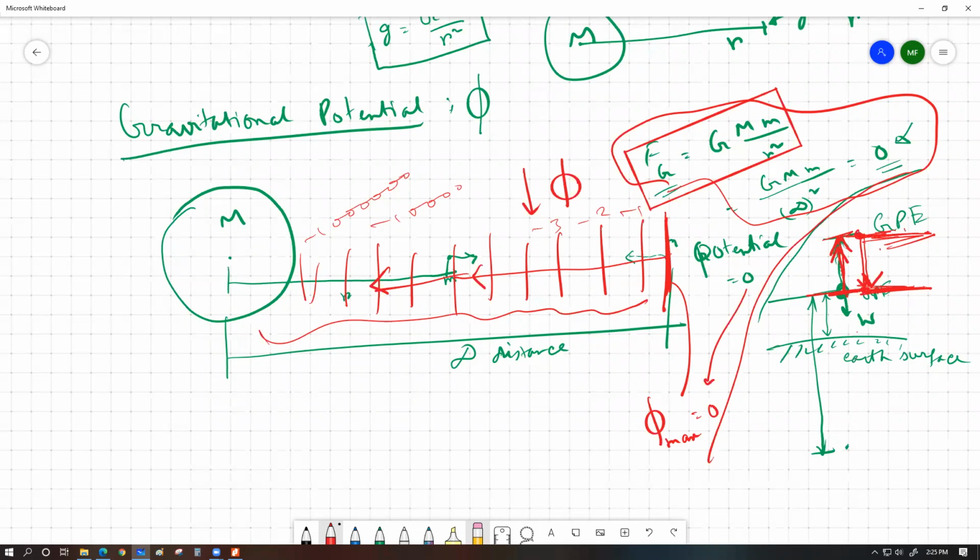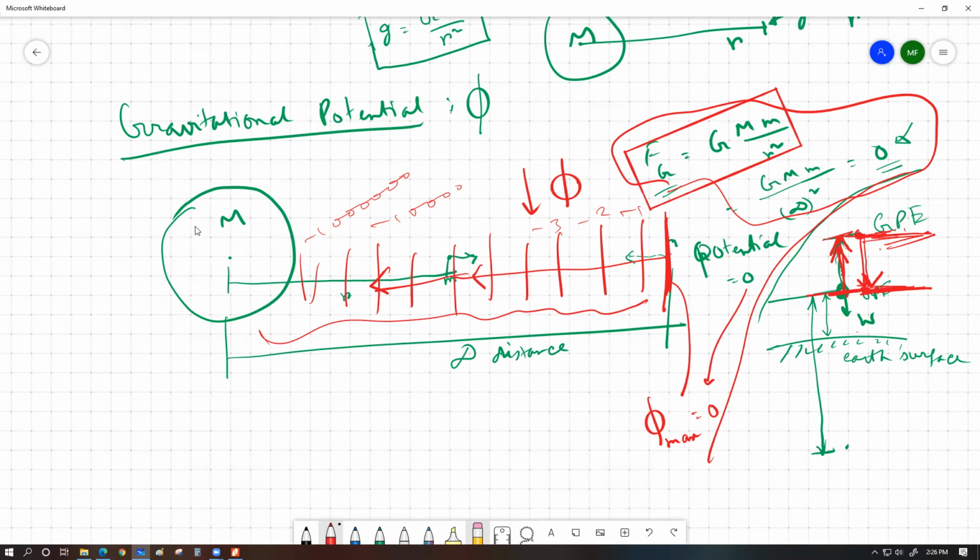Potential is such a quantity that will always be negative, because, like I told you, gravitational force is a negative force. That's why gravitational potential is always negative, and it only has a maximum value of 0. It's like the left side of the number line. If you try to visualize it, the 0 is over here, and you only have the minus side, the left side, of the potential.